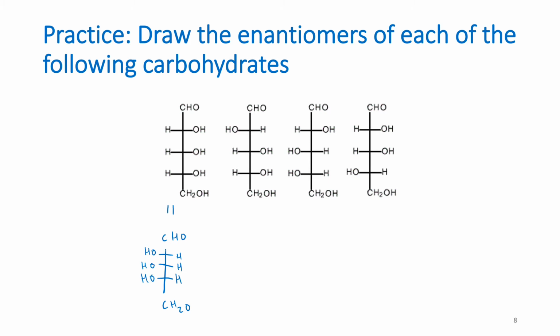Okay, and that's how you draw the enantiomer of a carbohydrate. Try doing these last 3 examples on your own. And just make sure you take every stereocenter and draw it in the reverse, okay?